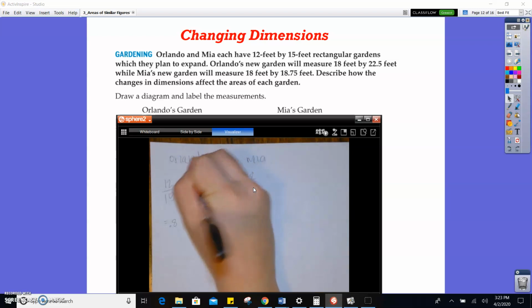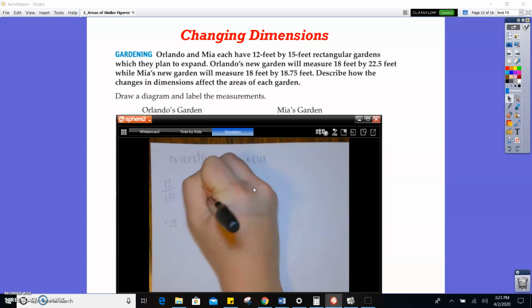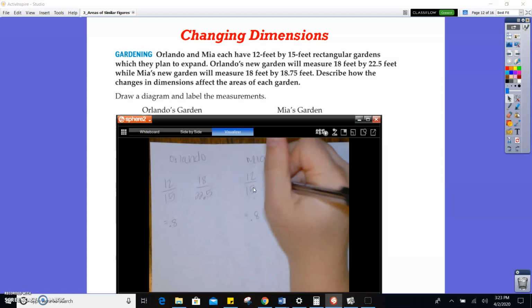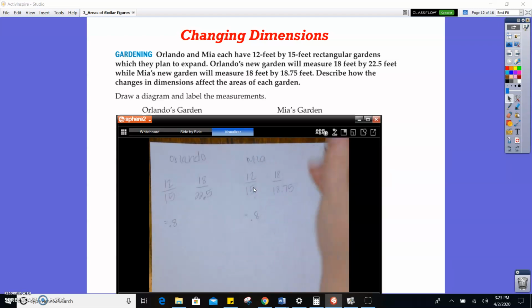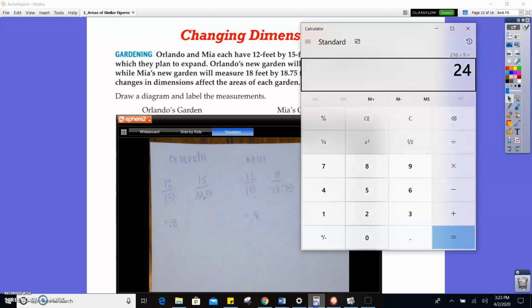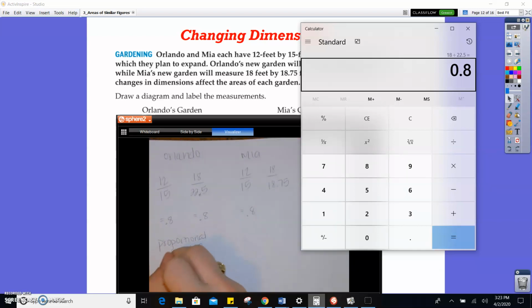So Orlando's became 18/22.5, and Mia's were 18/18.75. So we're going to use our calculator. 18 divided by 22.5 gave us 0.8. What this means is that the dimensions were changed proportionally. So his new garden was a proportional change, which means the gardens are similar figures.